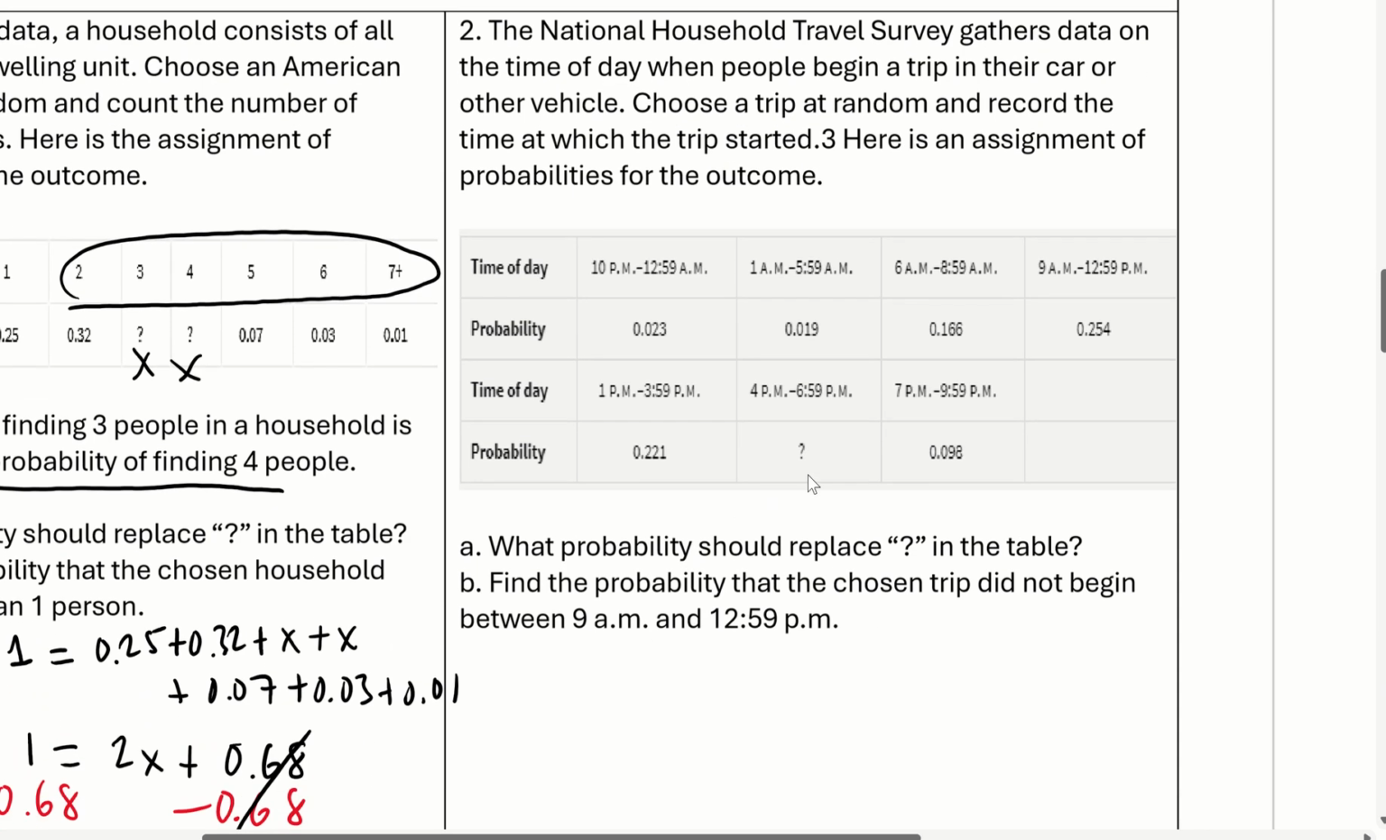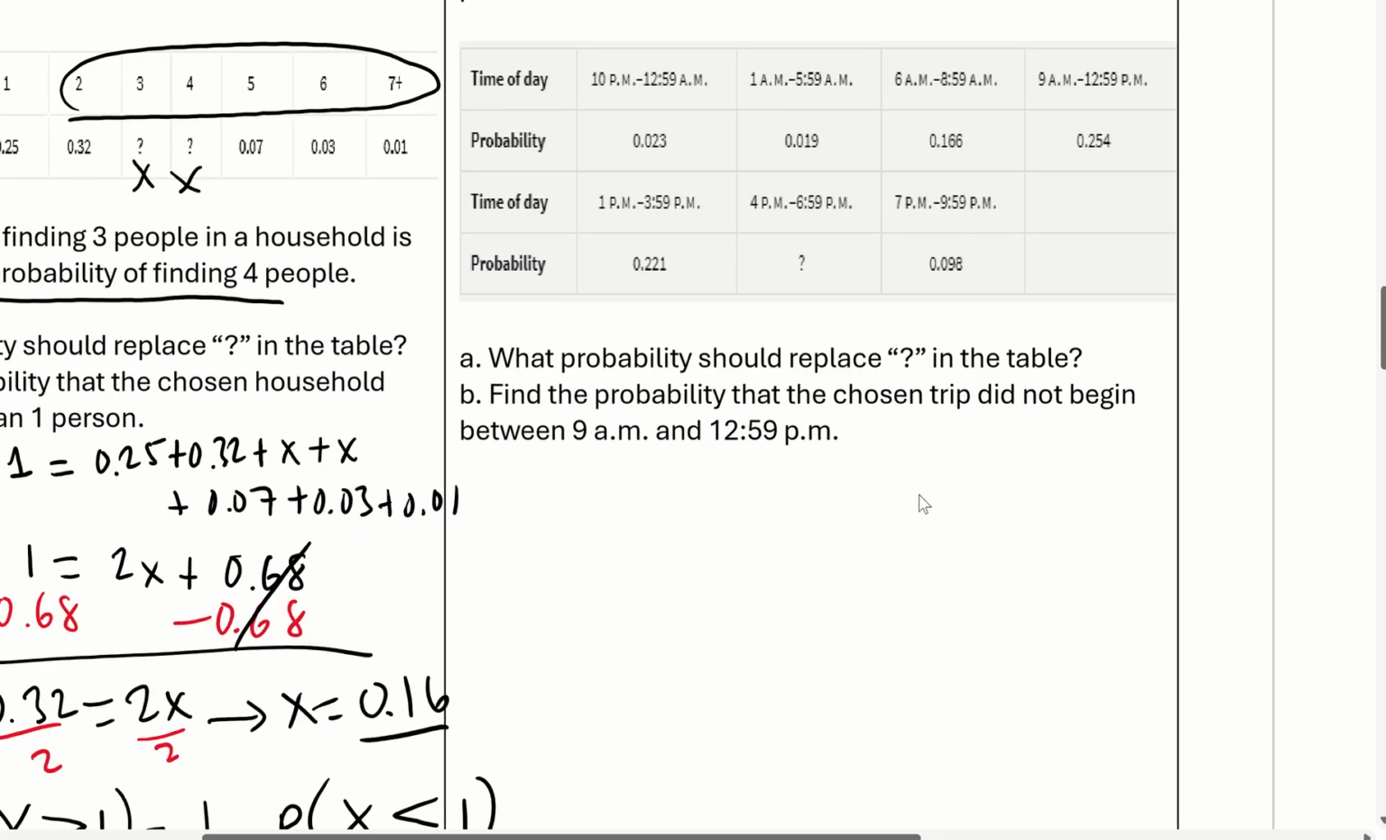All right, so number 2. The National Household Travel Survey gathers data on the time of day when people begin a trip in their car or other vehicle. Choose a trip at random and record the time at which the trip started. So here are the probabilities for each outcome. Again, we're trying to find the question mark.